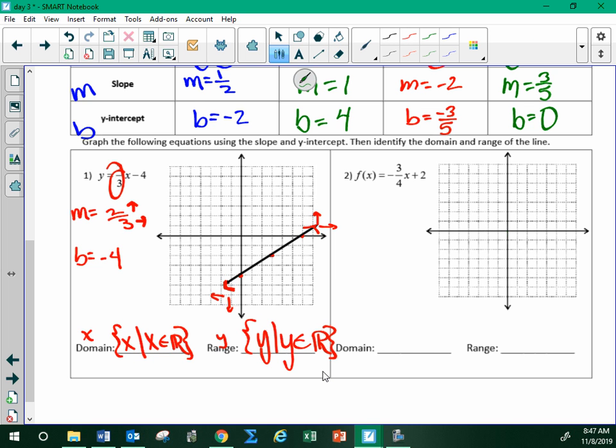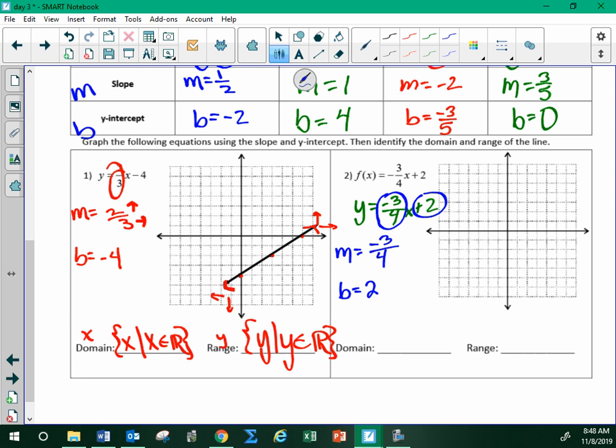Okay, so for number 2, we have f of x. Remember, that's just the same thing as saying y equals. That's all that f of x means. So let's first identify our slope. Our slope here is -3/4. What's my y-intercept? Good, positive. So we always start off by plotting that y-intercept. We need to know where our starting point is before we start counting the slope.